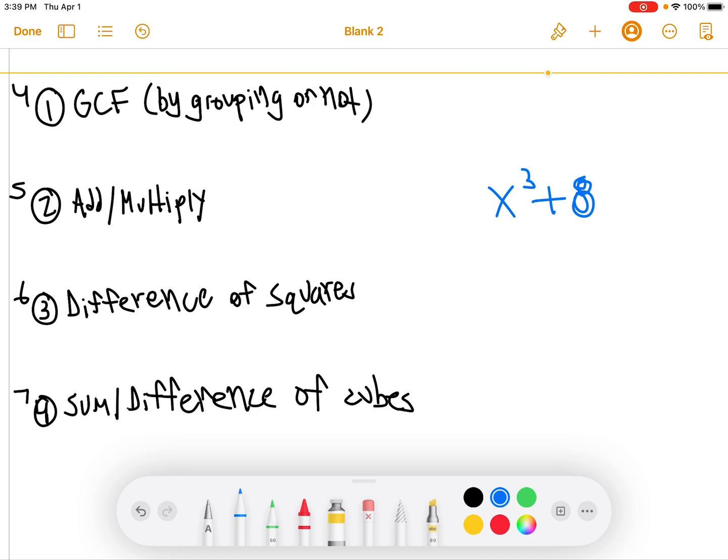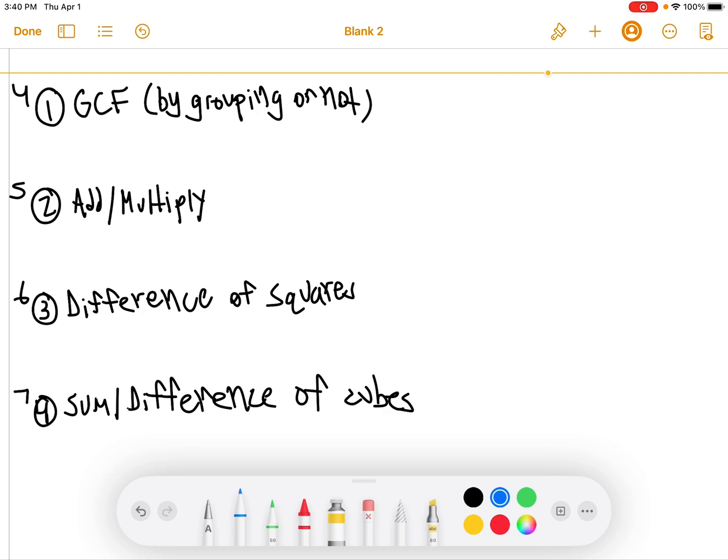So, in this case, you can take the cube root of both things. And it doesn't matter if it's plus or minus. And there's a certain equation that you use that we'll talk about. But that is basically the 4 different ways to factor and a little bit about them and when to use them.